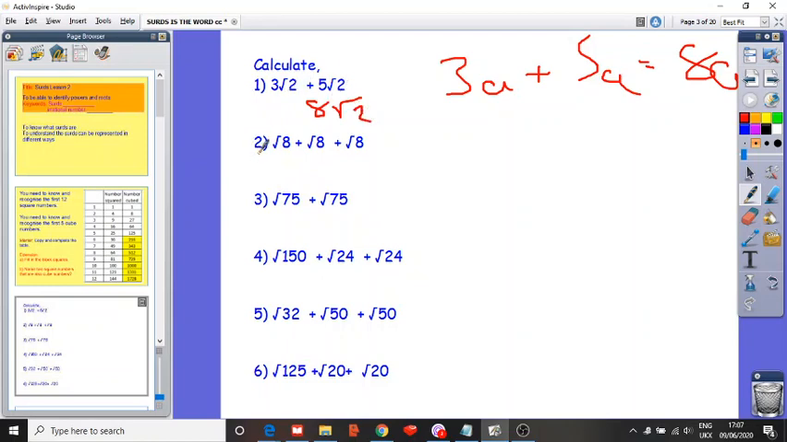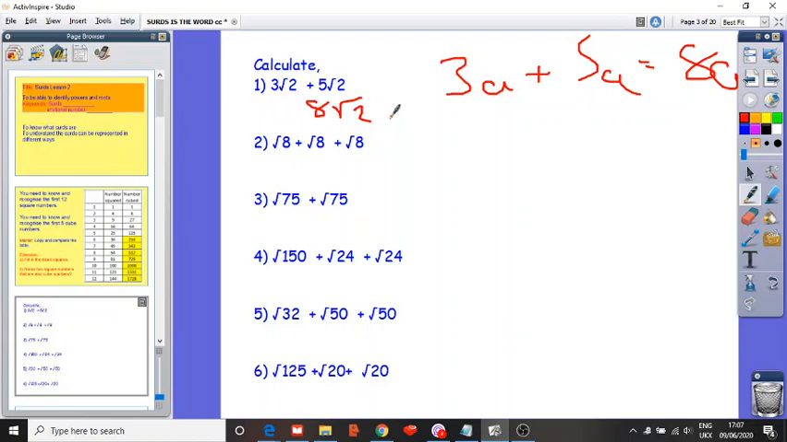Now let's look at the second one too. Square root 8, square root 8, square root 8. Now if you're mildly arrogant, you'd say that's 3 square root 8. Okay? If you're a bit smarter, you might look at the square root 8 and think, well, hang on a minute, I can simplify that. And this is one of the main reasons why we simplify surds, because it makes adding surds a lot easier.